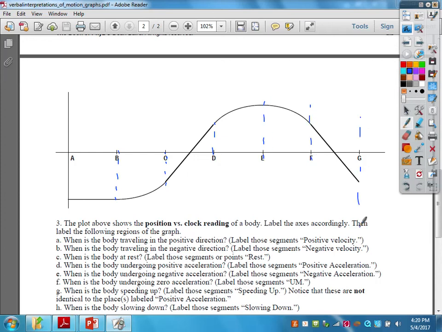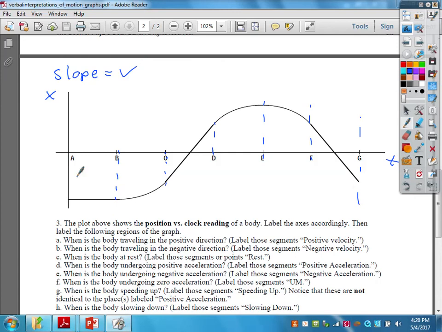This is a position time graph. So let's figure out what's going on. How do I interpret this? Slope equals velocity. So let's do all the velocities first.